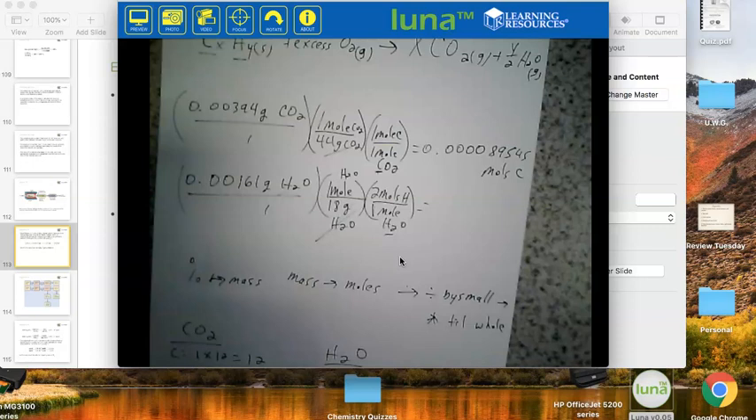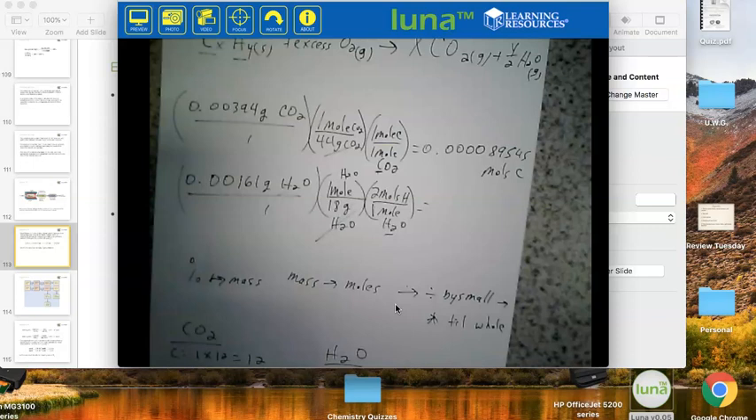Okay, that's my empirical formula. Alright, so again, recapping that. I started out with 2 different masses of my products from the reaction. I converted masses of my products to moles of my products using the molar mass that I calculated. And then I went from moles of the compound to moles of the individual element. And I know that's new for you.